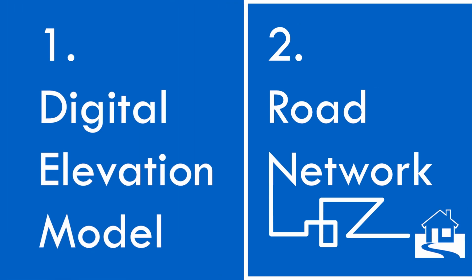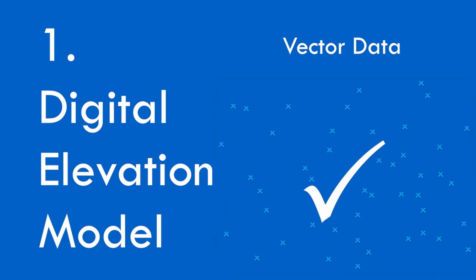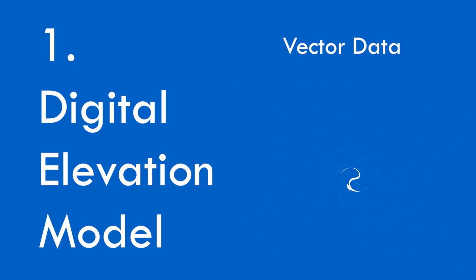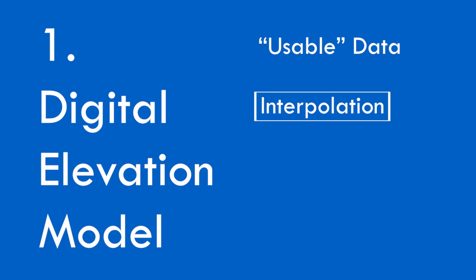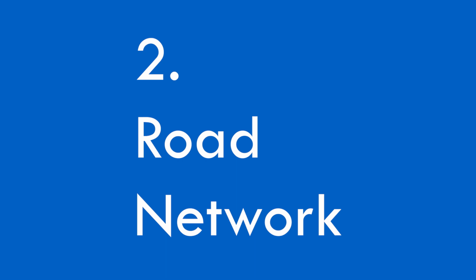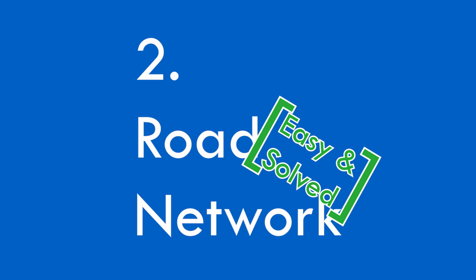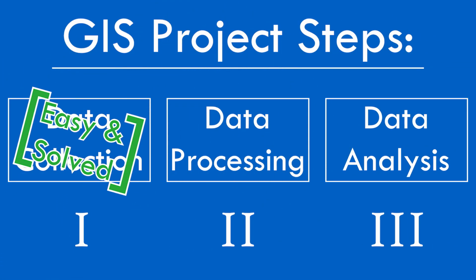I found a DEM that was in vector form. It was a collection of data points, which is itself not a problem, but it just means that we have to do a little extra work to get it in a state where it's usable to me. And that process is called interpolation, and we're going to get to there in just a second. But finally, finding road and network data is not difficult at all. Actually, I would probably say it's one of the easiest data sets to find anywhere in the world for any country. And so with those two data sets, we kind of have everything. That's our data collection process step completed.